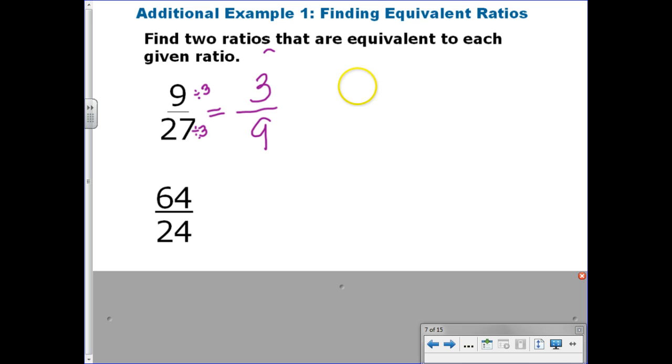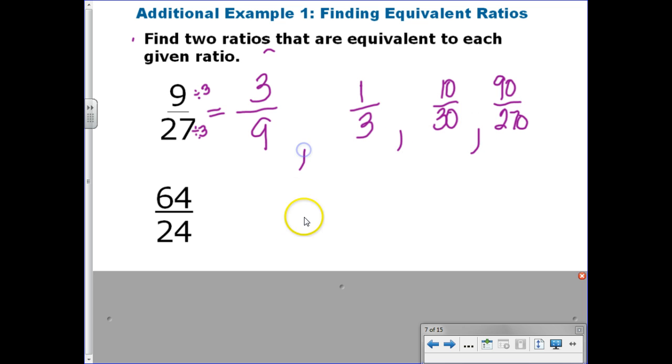I can also keep going with this one and say, you know what? It's also equal to 1/3, because 3/9 also has factors of 3 in the numerator and denominator. And you could even go bigger in the sense that instead of dividing and getting it in simplest form, you could start multiplying by something. So for example, for 1/3, I could multiply top and bottom by 10 and get 10 over 30. Or take that 9/27 and say 90 over 270. The possibilities are endless. You just come up with two that work.